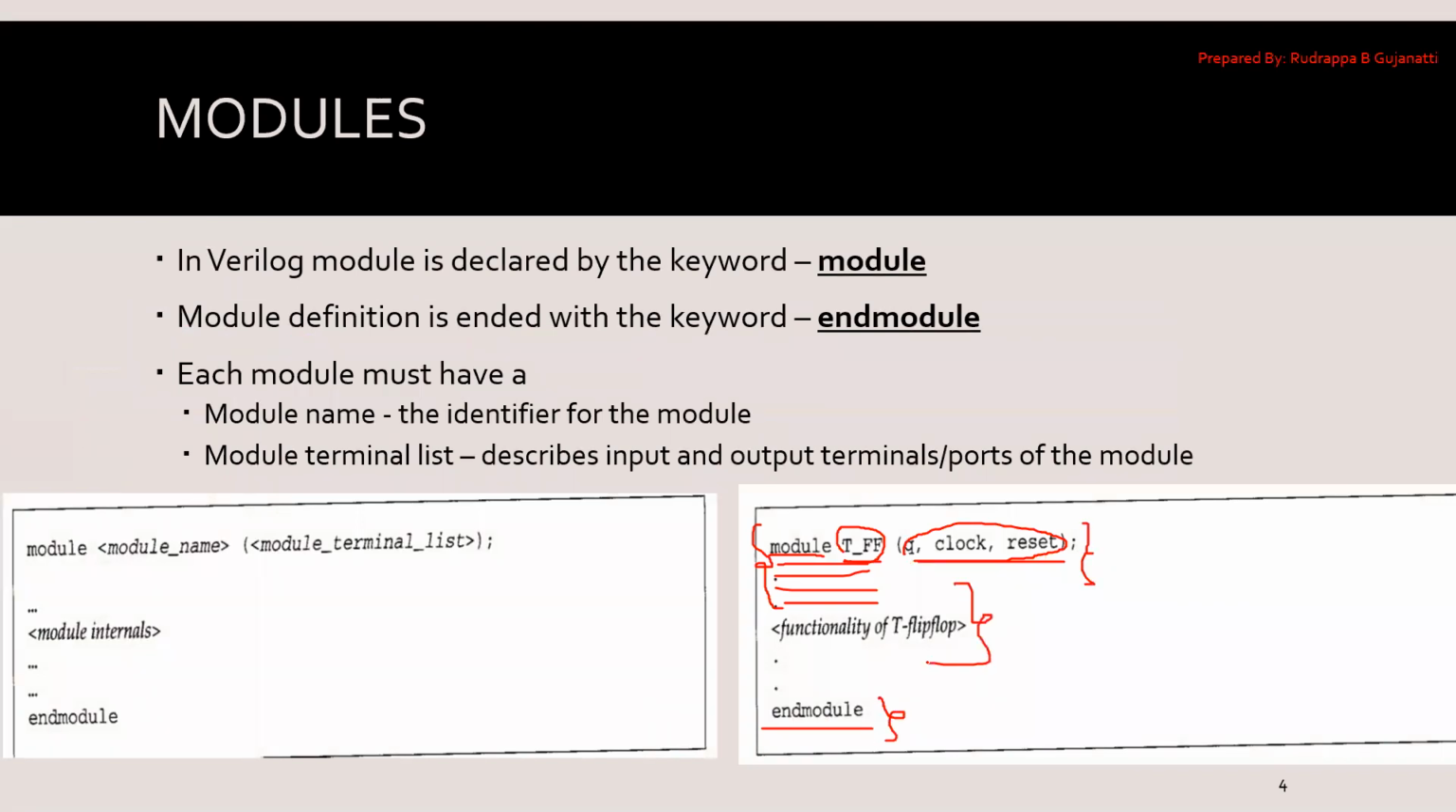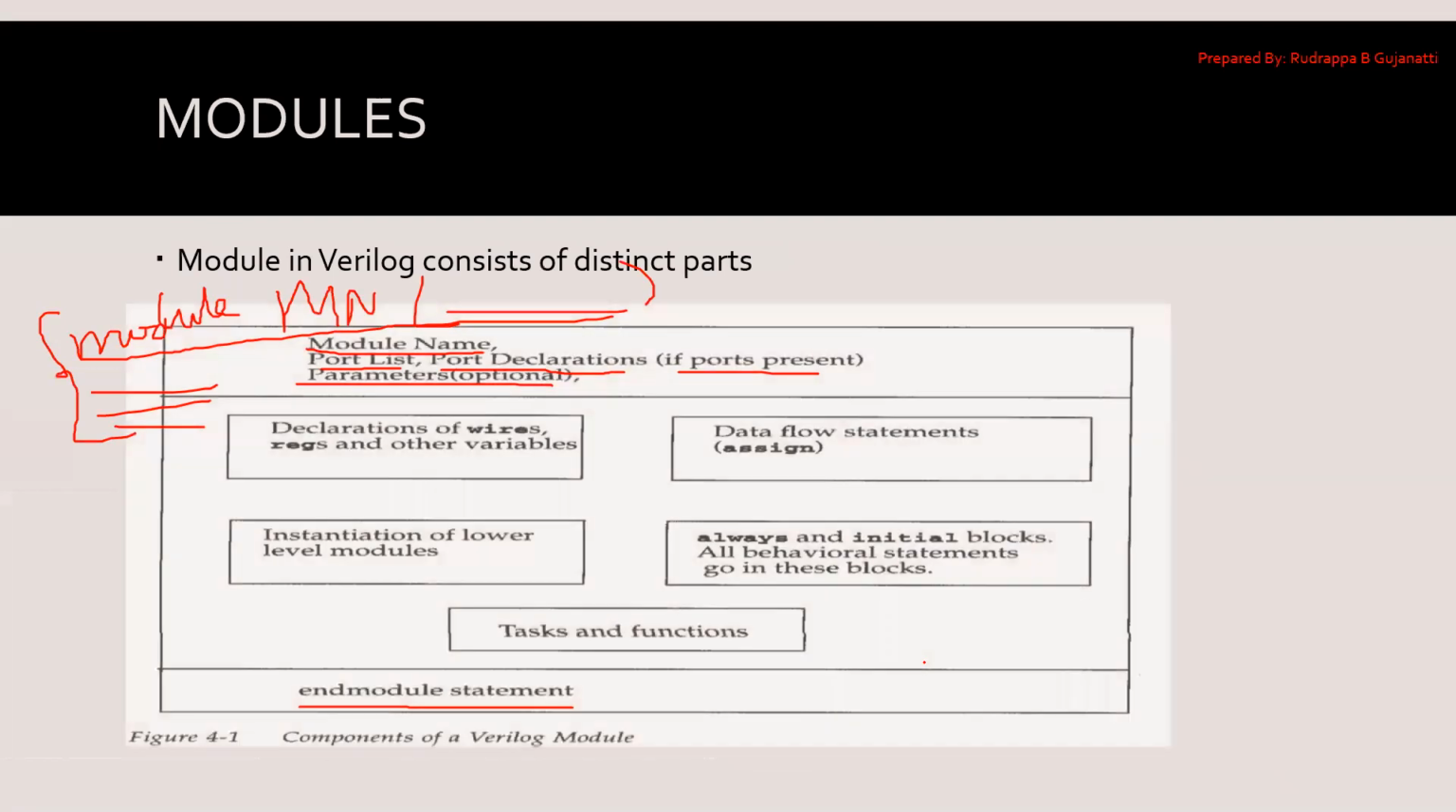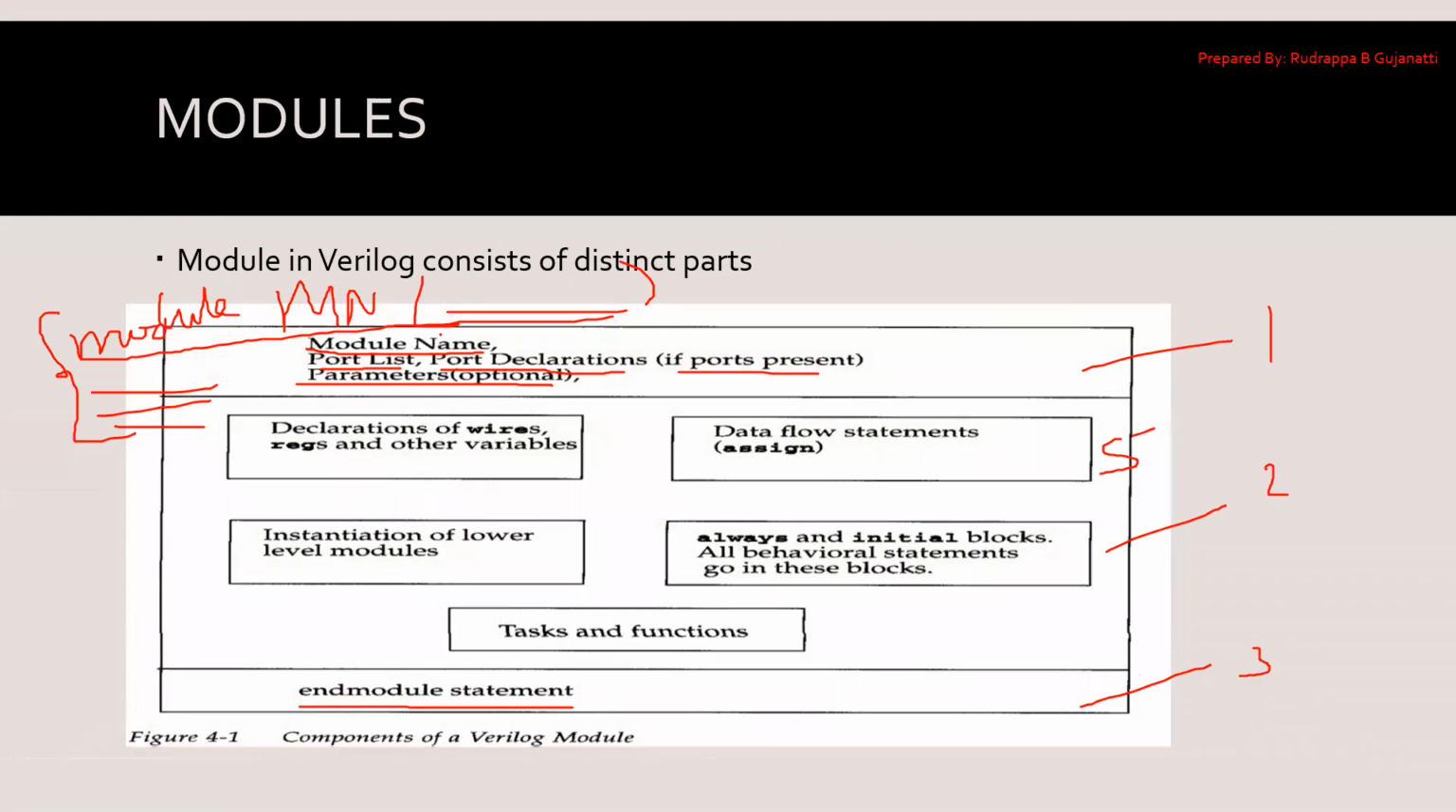Now in between we can have some elements declared. We'll check out what those are. Here we have a total of 5 elements present. These are the distinct parts: part 1, 2, 3. In the first one, we have all these details. In the last one, it is the endmodule statement. In between, I have these 5 elements. Using these 5 elements, I'll be implementing whatever logic is required.